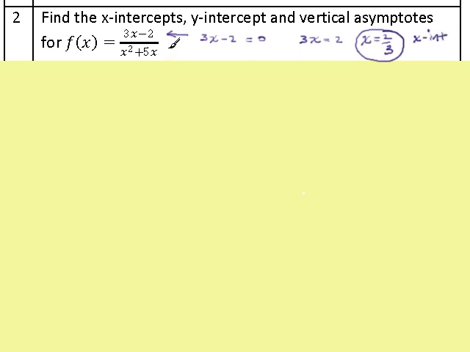Now, vertical asymptotes occur where the denominator is 0. So let's first factor this. Just factor out an x, and we have x times x plus 5. Okay, so where is this 0? This is 0 when x equals 0 and when x is equal to negative 5. So x equals 0, x is equal to minus 5.